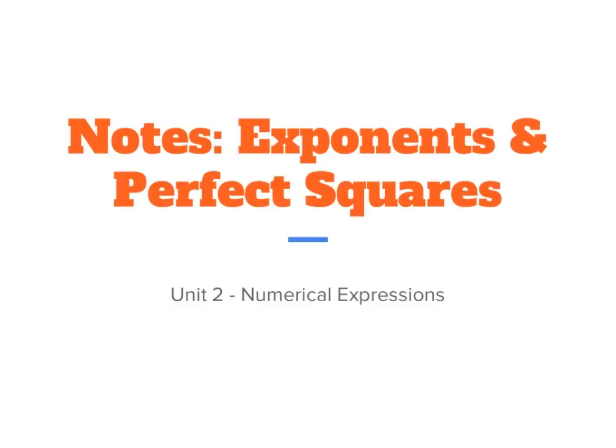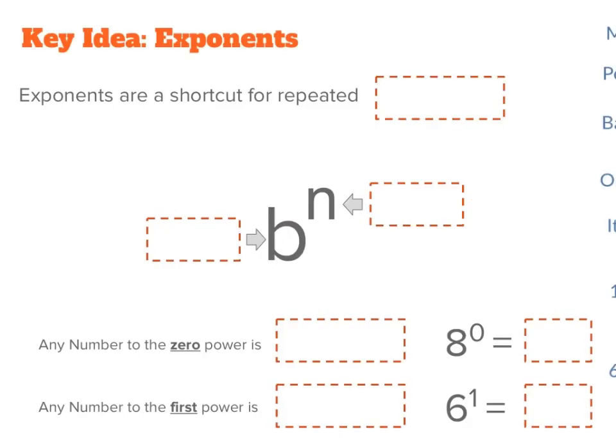We're going to be starting Unit 2, and we're going to be starting Unit 2 with exponents and perfect squares. Let's go ahead and get started right now. So we have to start with a few key ideas about exponents. Exponents are a shortcut for repeated multiplication. So anytime that you're using an exponent, it's like multiplying the number over and over and over again.